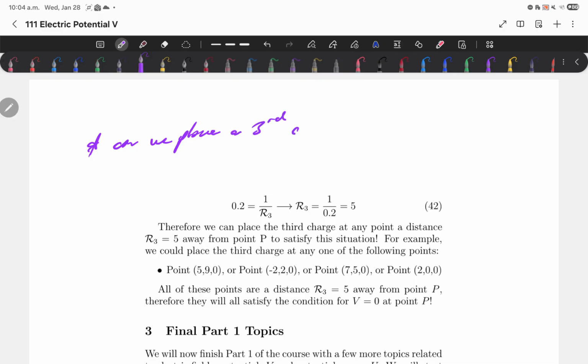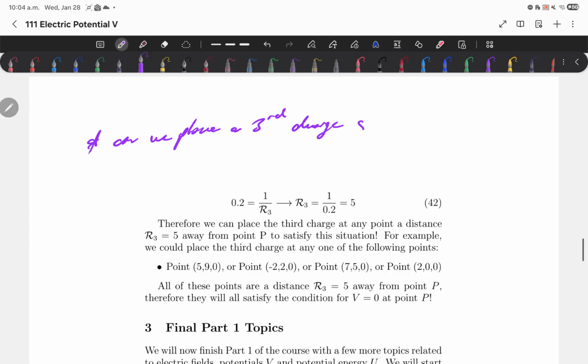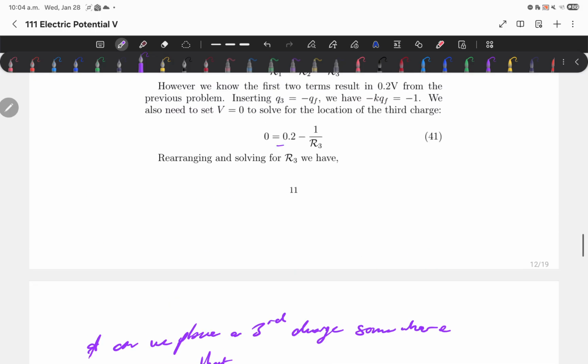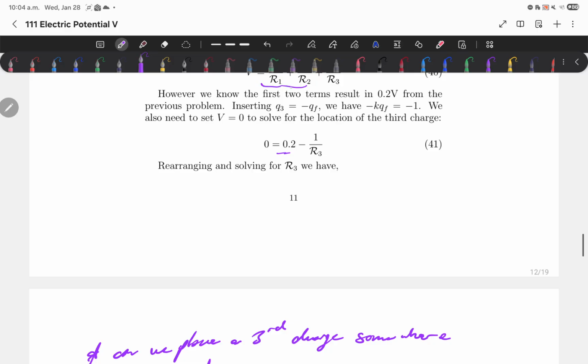Well, we know from the superposition principle that the total potential is just the 3 terms now. We have 3 charges. The original 2 plus this new charge. So what do we have to do? We already figured out the total potential of these 2 terms. That was 0.2. So we can replace these 2 terms with 0.2. We know K times Q is -1 for the -1 charge. So we can replace that here. We're left with this expression.